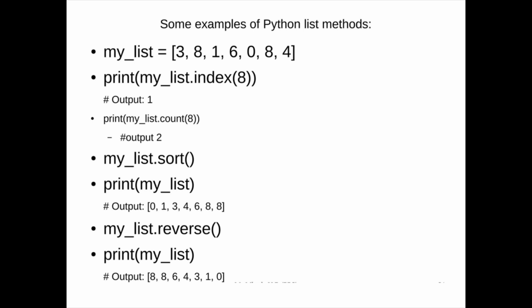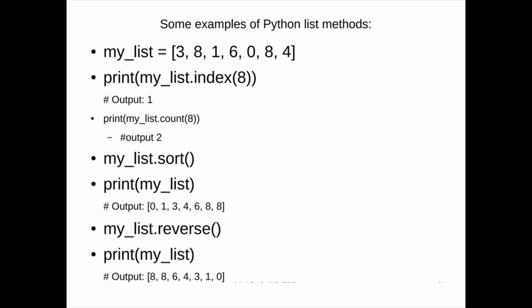My list dot sort, which is used to sort in ascending order. Here the list 0, 1, 3, 4, 6, 8, 8 is assigned in ascending order by using the sort method. Here the list dot reverse, the initial list should be displayed in reverse order.